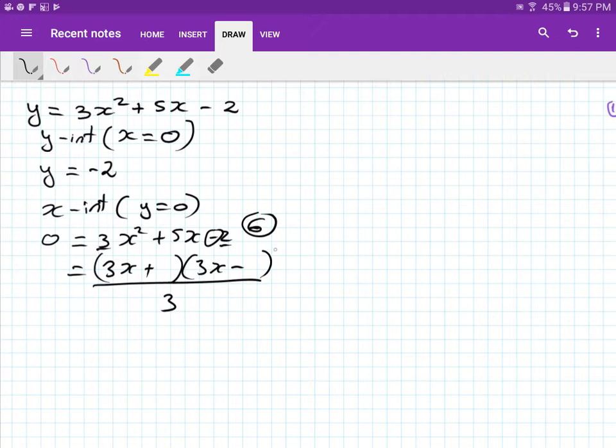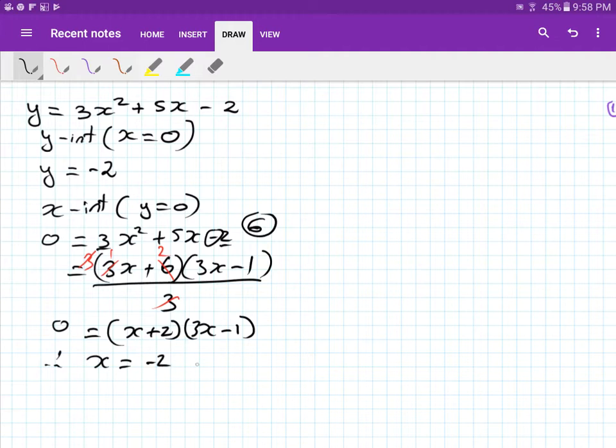Now, what gives me 6 with a difference of 5? Of course, 6 and 1. Since it's positive 5, the bigger number goes on this side, 6 and 1. Then you take the common factor out for each group. For this group, the common factor is 3, so I take the 3 out, that gives me 1, and the other divided by 3 gives me 2. So this 3 cancels out. Your answer is 0 equals (x plus 2)(3x minus 1). Therefore, x is negative 2 or x equals 1/3.